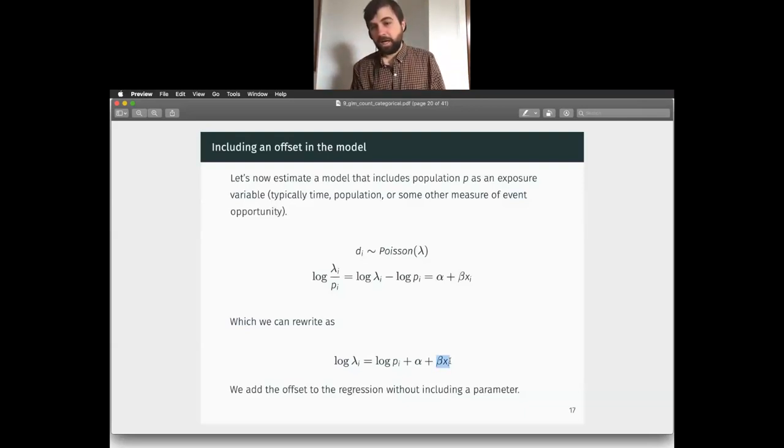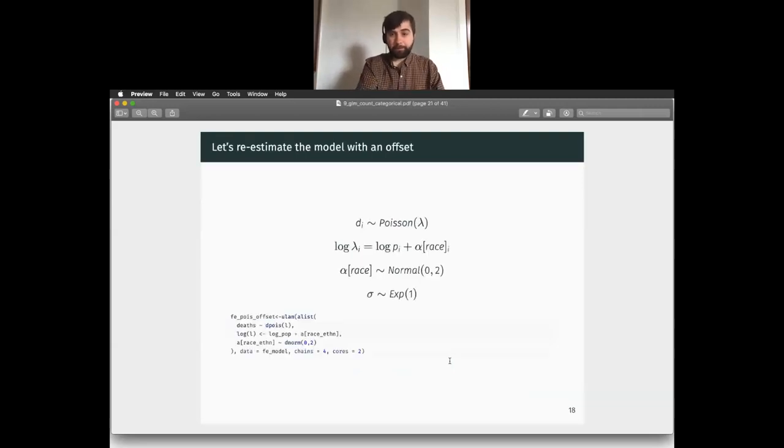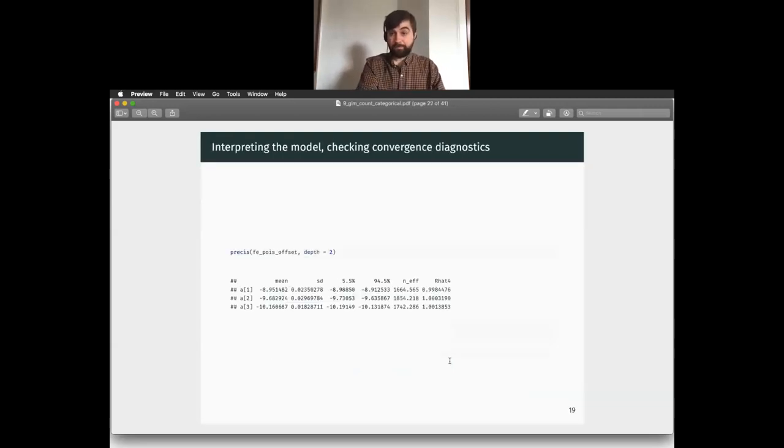Okay. So the answer is yes, but I don't think you need to put it in the model. I mean, you can do unit conversion all day long, right? The thing that we're doing here is we're dramatically rescaling the posteriors for our regression parameters.